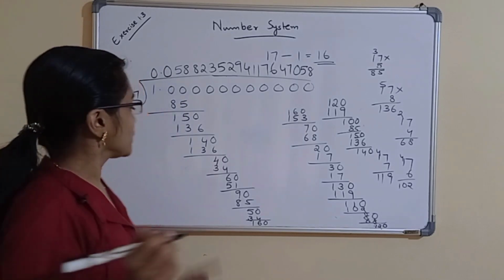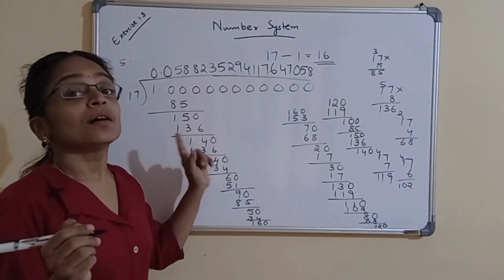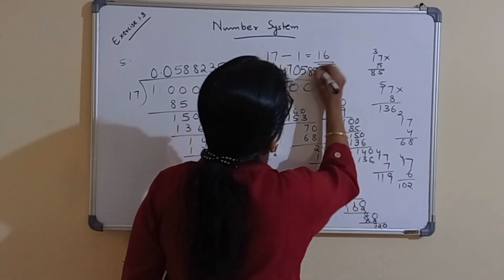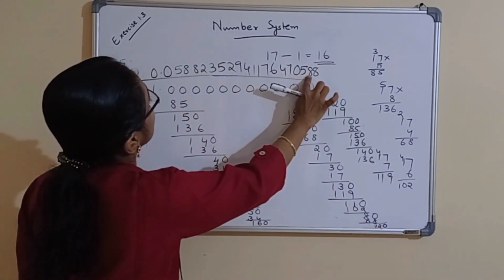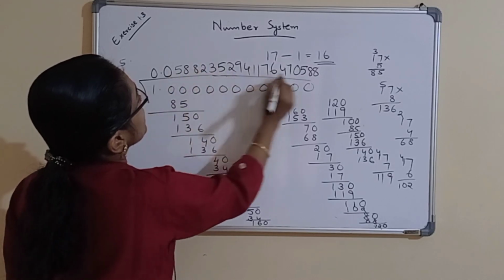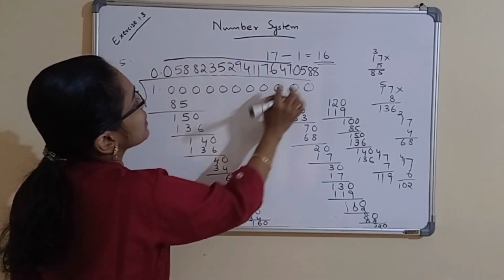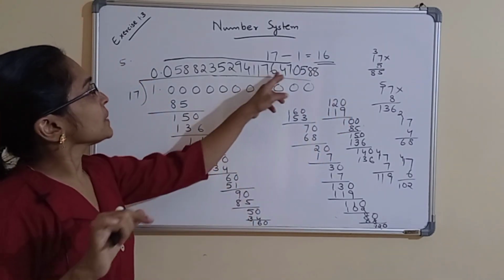Now bring 0 down and in 140 it will go 8 times. So we'll get 136 again. So it will repeat this 0, 5, 8, 8, 2, 3. So from the start till here this is the repeating block and after this it will repeat again and again.